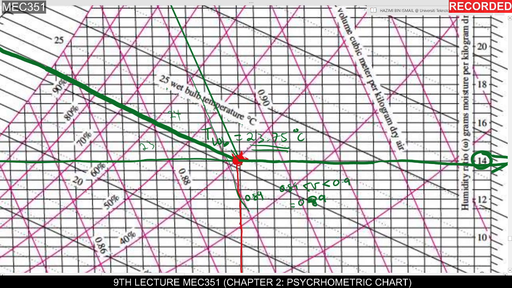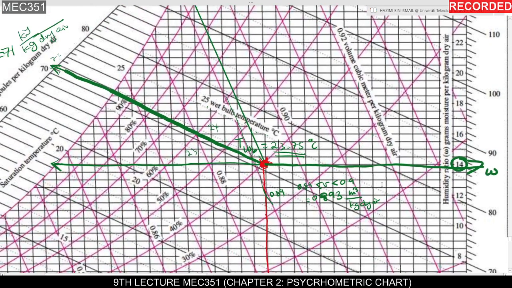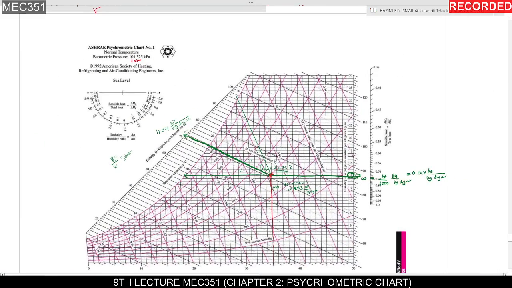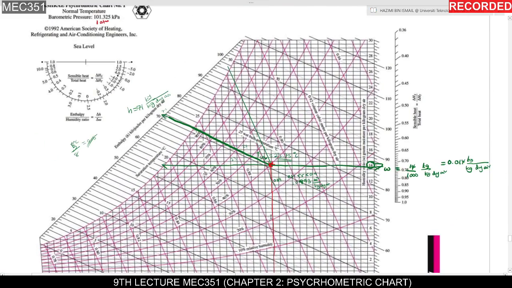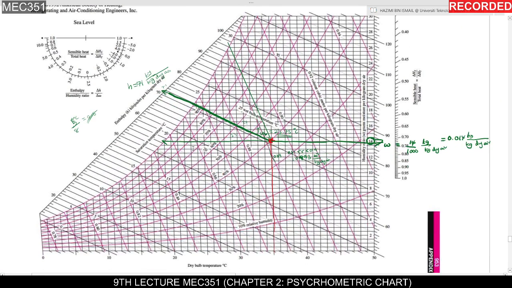So this one is 95. Maybe this is 93. Okay, what is the unit? Just copy down this unit. Cubic meter per kilogram dry air. Okay, so that's all on how to find the properties using the psychrometric chart.